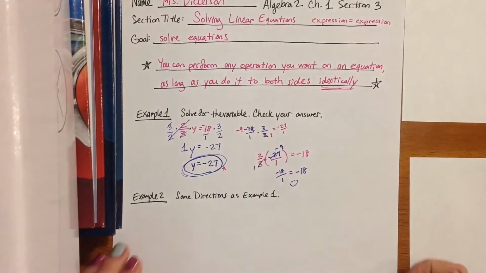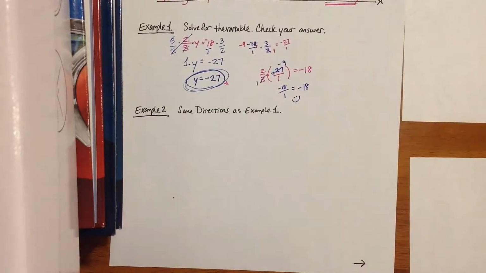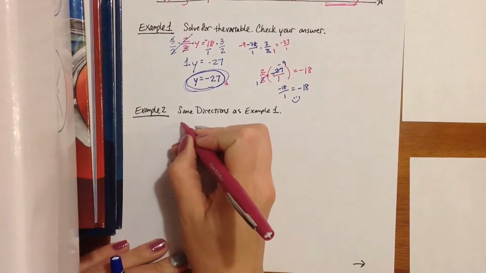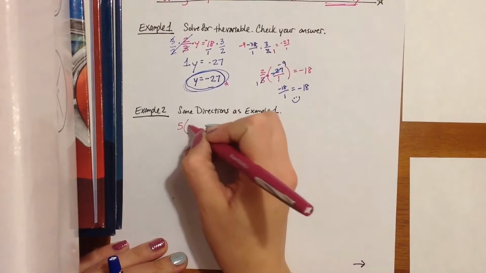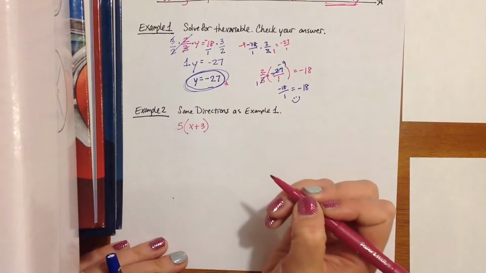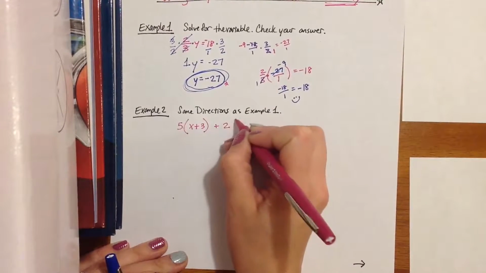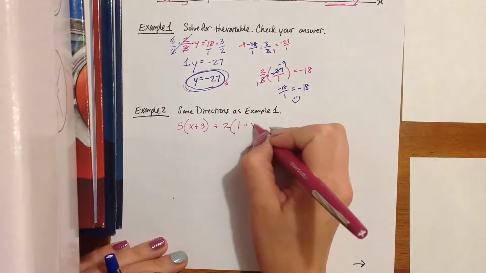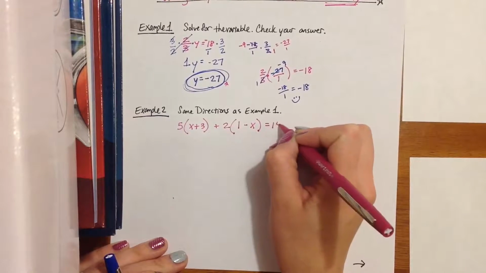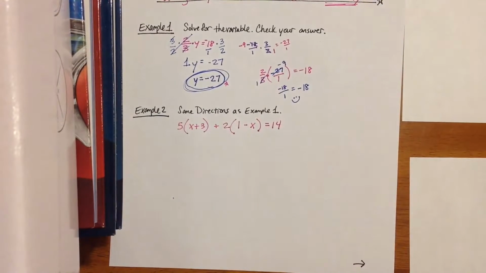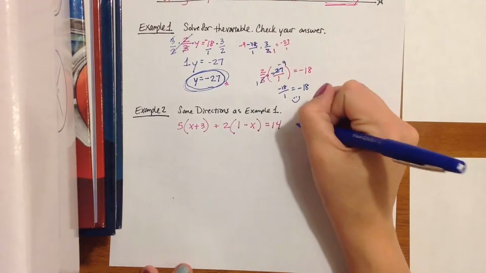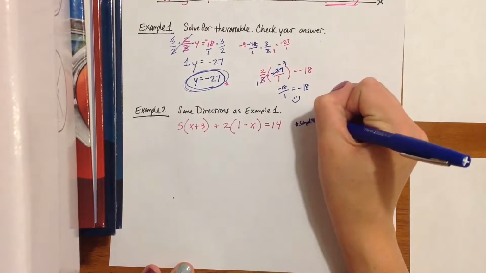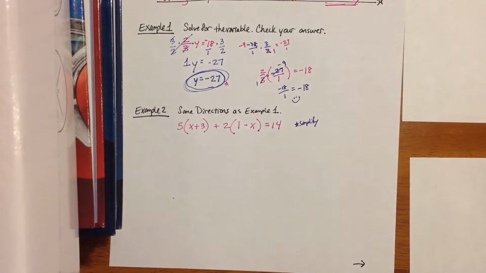Let's try another. Again, we're going to solve for the variable and check your answer. How about 5 multiplied by x plus 3 plus 2 multiplied by 1 minus x equaling 14. I would like us to solve for x. So first thing we're going to do is simplify. Before we get into the solving number crunching here, I want to simplify first, and I'm going to use my distributive property to do that.